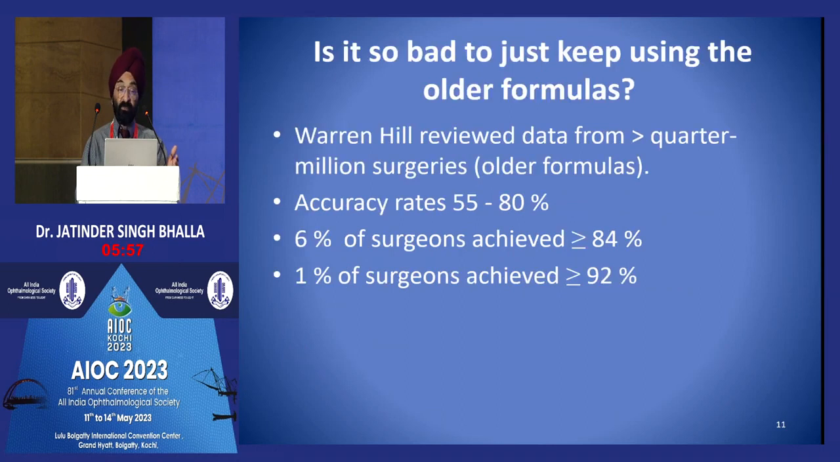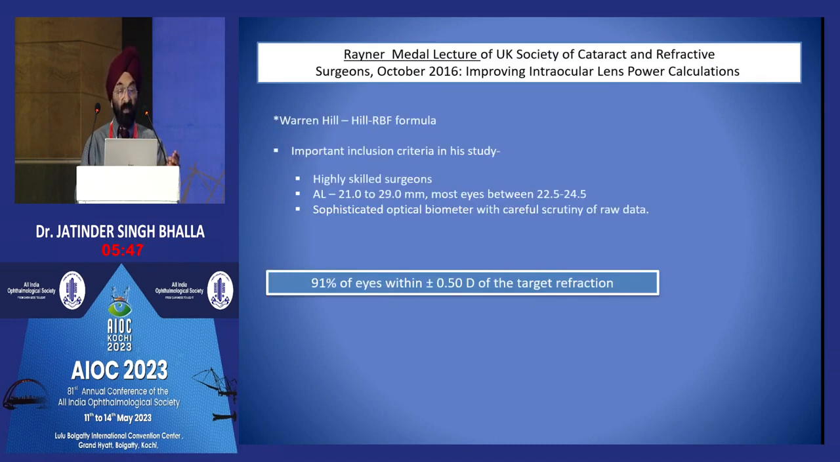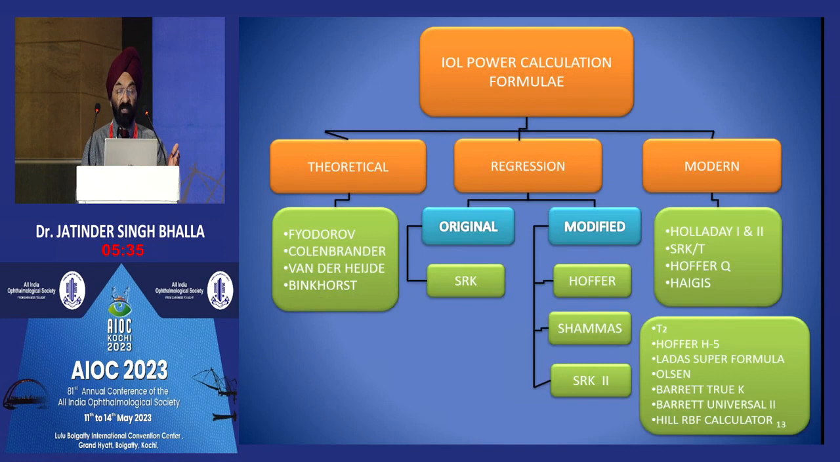So is it bad to keep using the older formulas? Yes, because with that only 1% of the surgeons achieved accuracy more than 92% with plus minus 0.5 diopters. And this was the Binkhorst medal lecture which was given in 2016, which told us that if we change with times, we can have 91% of eyes within plus minus 0.5 diopter of the target refraction. So what are these newer formulas?